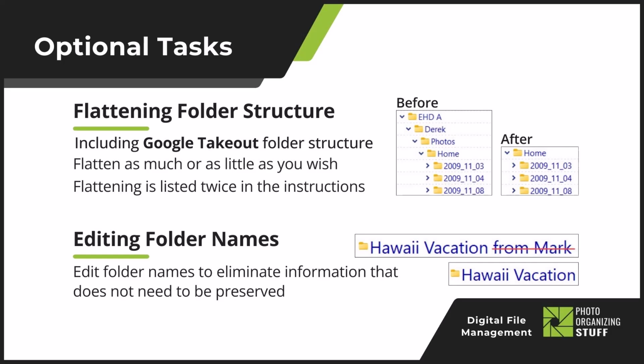There are 3 optional tasks: flattening the folder structure, editing folder names, and undated photos cleanup. Some flattening of the folder structure is done with Windows File Explorer, and you'll learn to take advantage of Duplicate Cleaner Pro 5 features to flatten a Google Takeout folder structure quickly. When flattening the folder structure, only unneeded levels are removed and folder names with meaningful information or dates are preserved. What is considered unneeded may depend on the collection and the project scope.